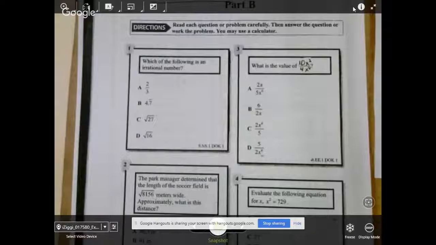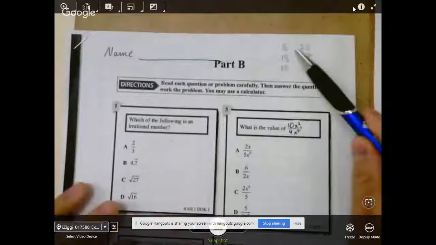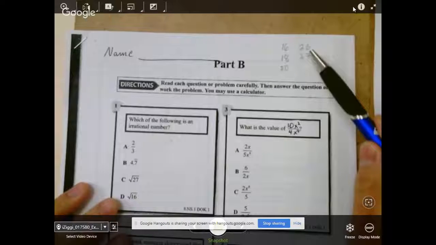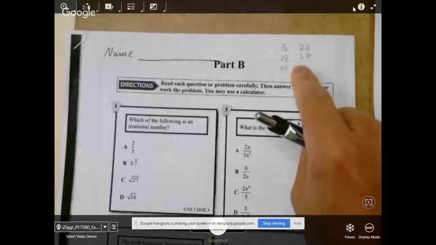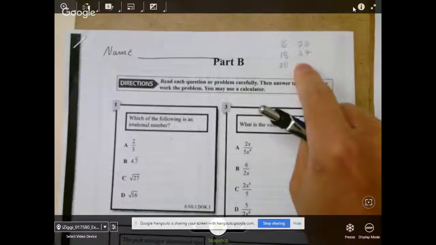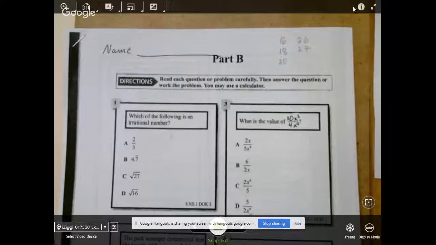Okay, number one. First thing is 16, 18, 20, 26, and 27. Those questions were gone over in class, so I will not go over those on this review. I will be skipping those.